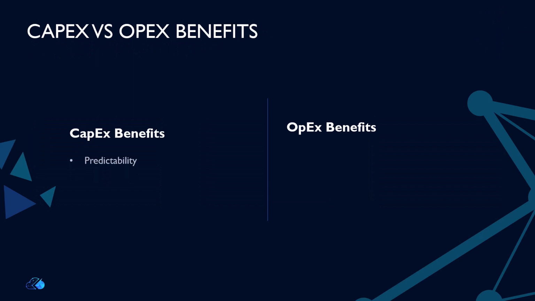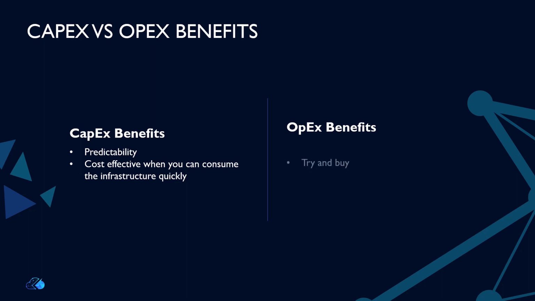Comparing and contrasting the benefits: CapEx benefits are predictability and cost effectiveness when you can consume the infrastructure quickly. So don't minimize the benefits of CapEx. When you want to build a data center and you know you can consume all that infrastructure quickly, perhaps outlaying those capital costs can have the benefits you need. OpEx benefits are try and buy, low initial costs, demand fluctuation. You can scale as you need to. So lots of benefits on both sides there.